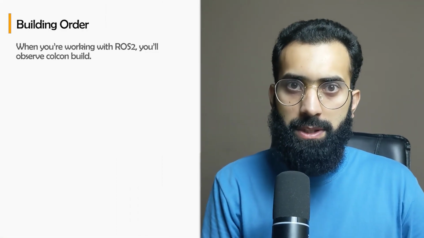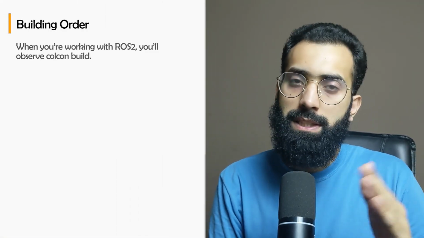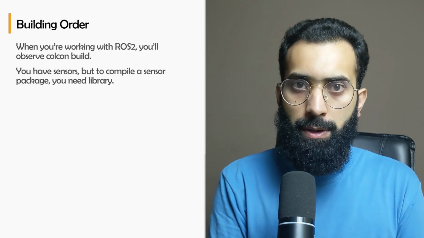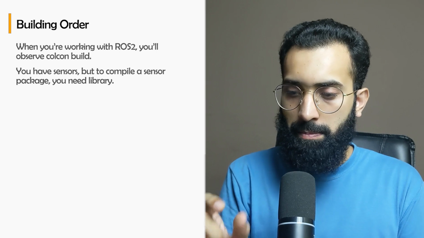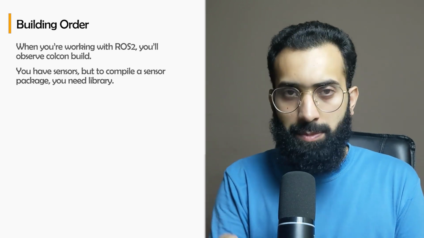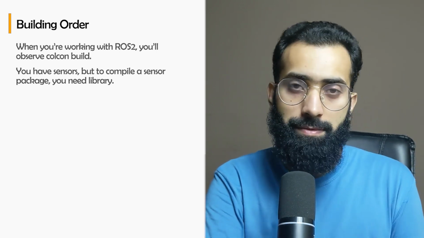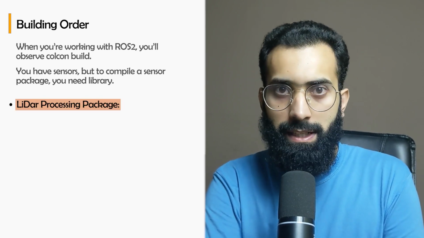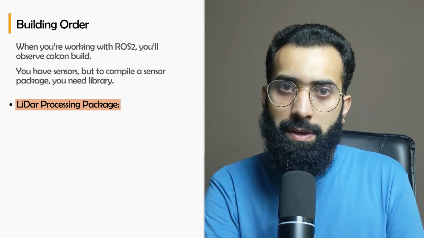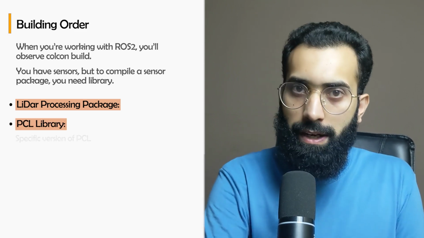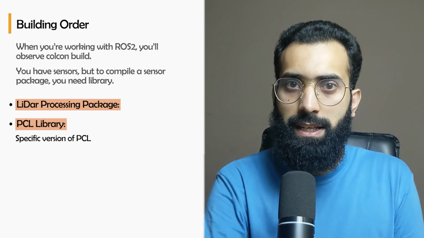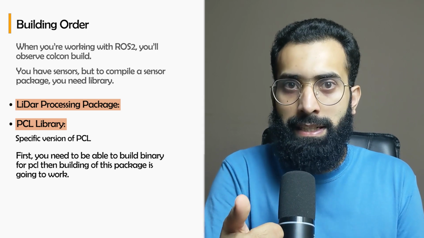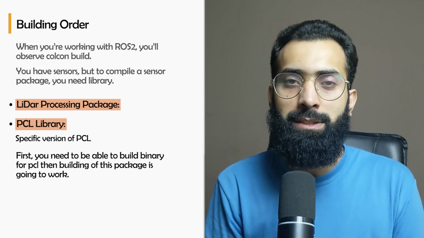When you are working with ROS2, you will observe colcon build. Previously it was catkin_make. These are build systems and building tools. Now in most cases for a robot, you have sensors, but to compile a package that processes the sensor, there is a library that you need in some of the nodes of that package. For example, a LiDAR processing package in ROS2. Then there is the PCL library involved in it. If you don't have PCL, you need a specific version of PCL. So first you need to be able to build or get the binary for the PCL library, then building this package is going to work.